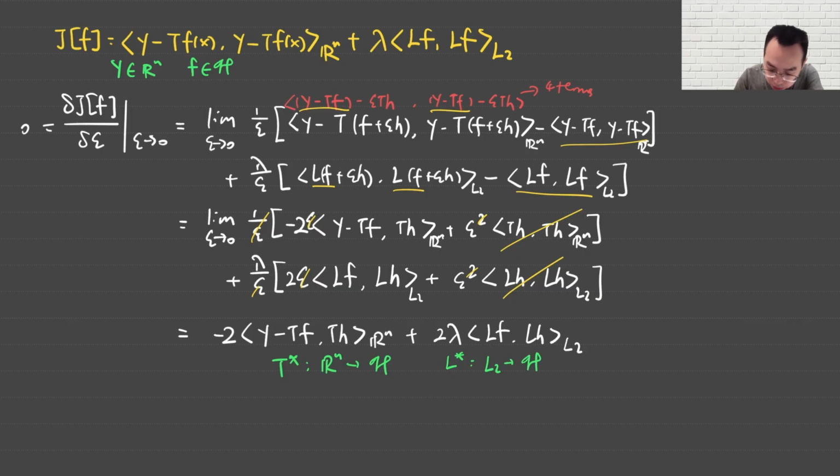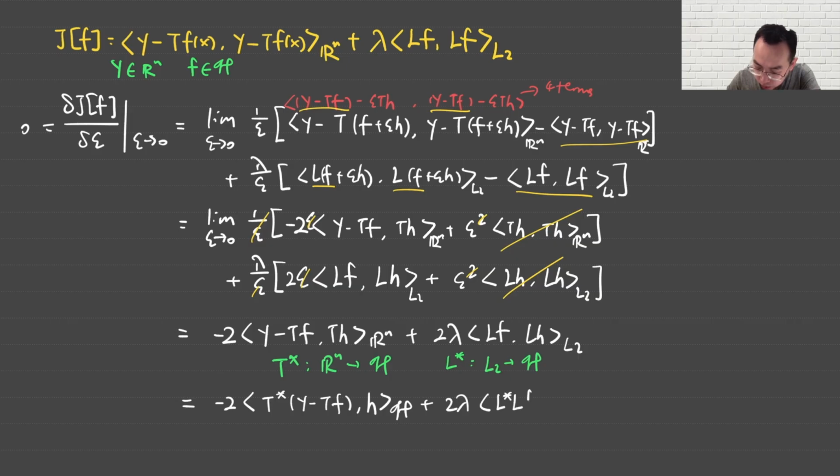Okay, so we can apply that. This gives us minus 2 times T star (y minus Tf) inner product with h, plus 2 lambda L star Lf and h in the space H. Okay, this is very nice. That means we can merge these two terms, right? Since the inner product happened in the same place, in the same space. So remember that also equals 0, right? So we can cancel all the 2, in fact.